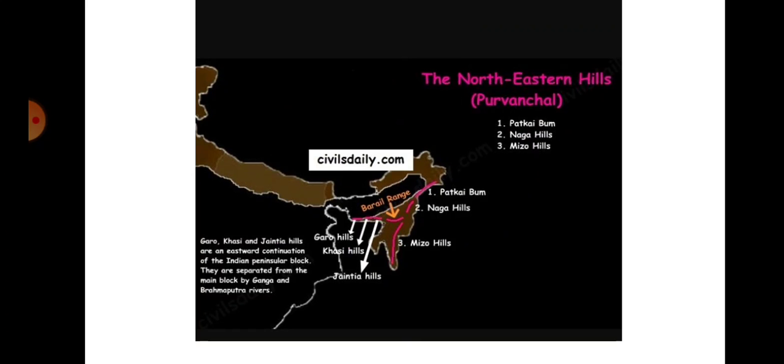One more, a smaller division, is the northeastern hills. They are also known as the Purvanchal, which includes the Patkai, the Naga hills, the Mizo hills, and the Garo, Khasi and Jaintia hills. So this is the division of the Himalayas, north to south and east to west also.